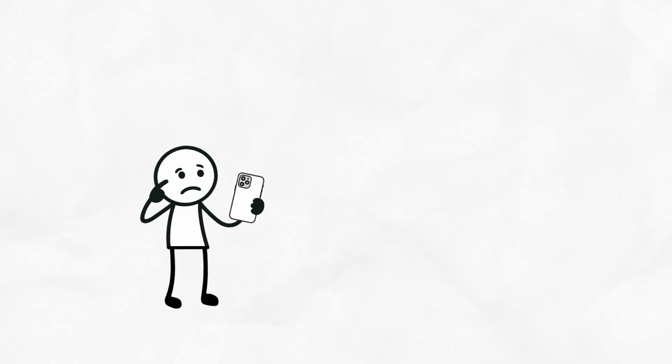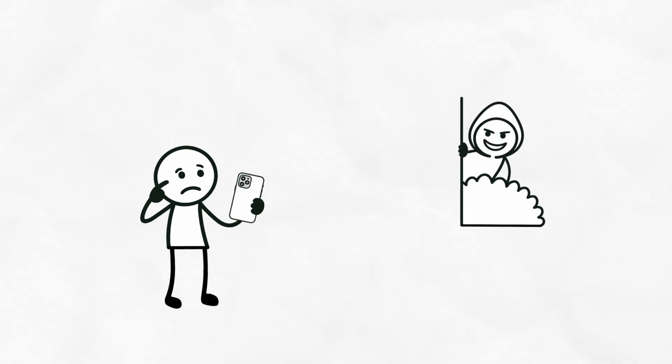Here's how to know if your phone is hacked. Most people think they'd spot it right away, but hackers design their attacks to stay hidden for months. Start with your data usage, because hackers run background processes that chew through your data plan.